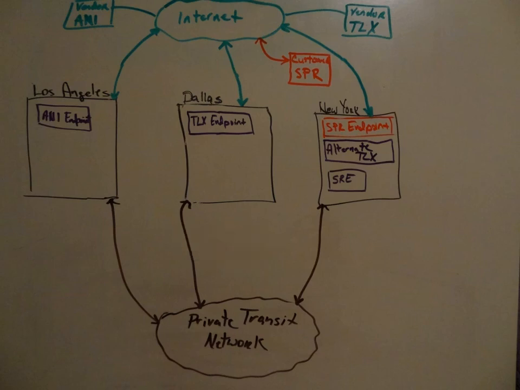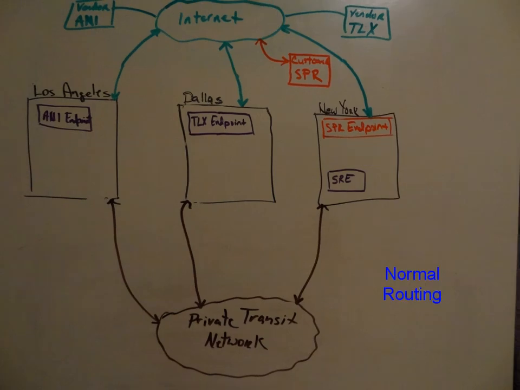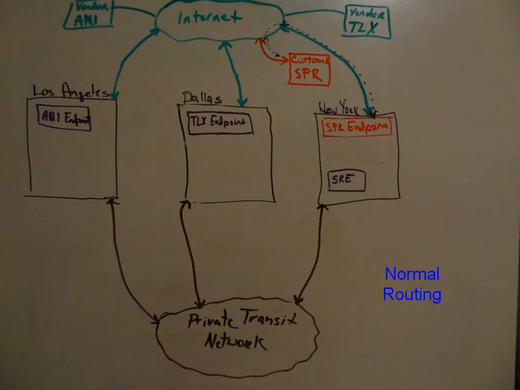Okay, first off, let's go ahead and remove that alternate TLX endpoint from the network for now. Okay, and with our network back to normal, let's go ahead and launch a call from our SPR customer in New York into the New York POP. The call would then be routed by SRE, and then let's say TLX is the first vendor. The call would have to route over the private transit network, and then from there would use the TLX endpoint and the internet connection in Dallas to get to the actual vendor.